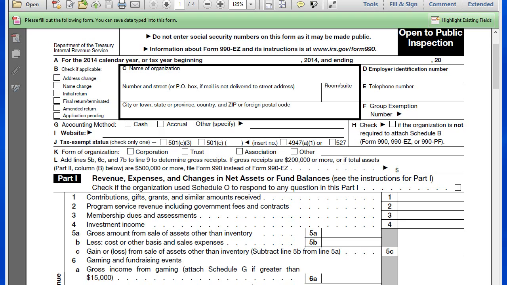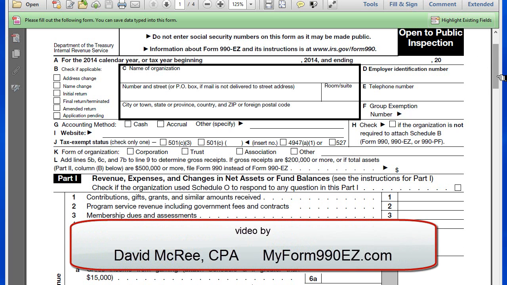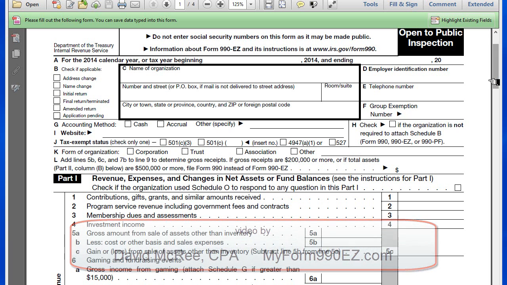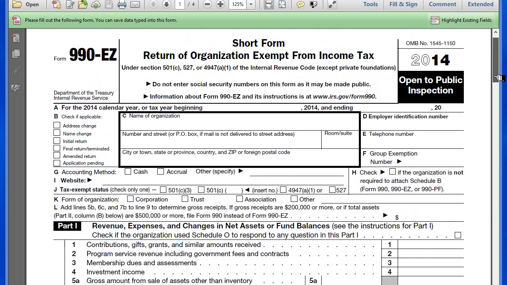myform990ez.com. In this video, I'm going to talk about net assets. You can think about net assets sort of like retained earnings if you're familiar with that concept. If you're not, don't worry about it.